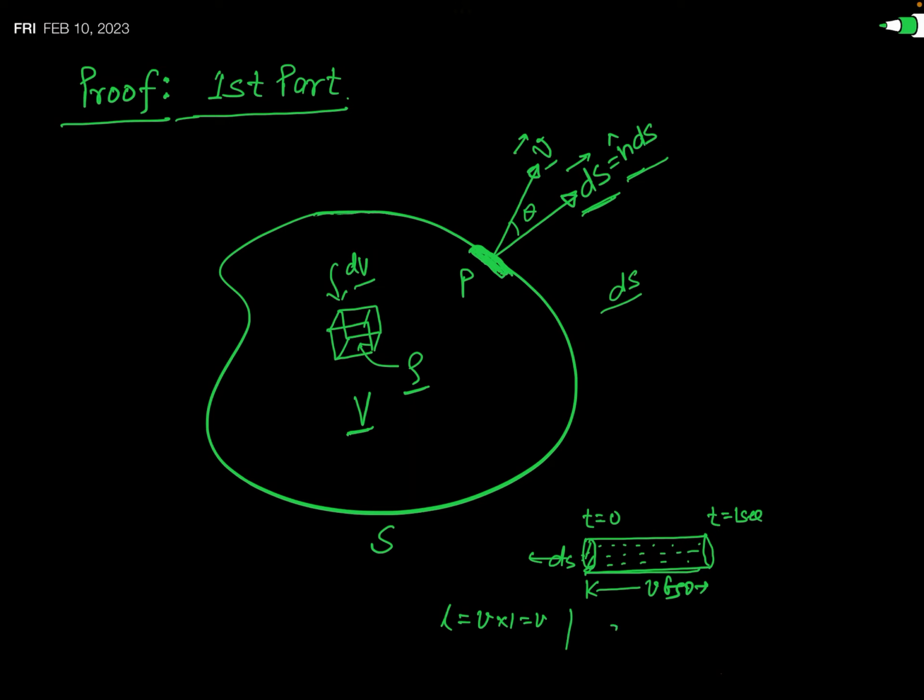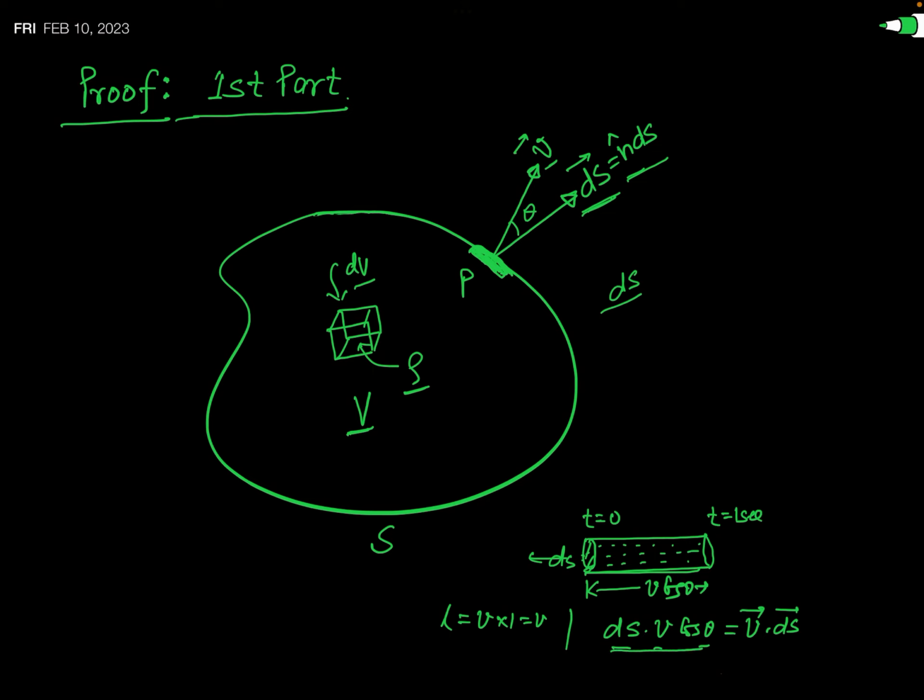This volume will be the area of cross section multiplied by the length of the cylinder, which is v cos theta. Okay, but this theta is the angle between the vectors ds and v. So from the definition of a scalar product of two vectors, you can say that this will be equal to v dot ds. This is actually the volume of this cylinder.